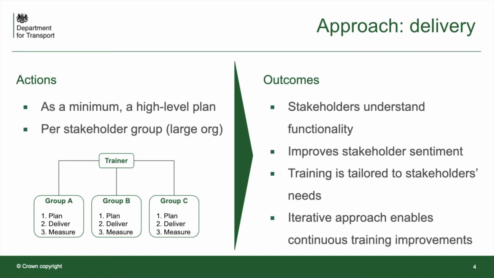This delivery approach means two things. Firstly, you're more aware of the specific training needs of each stakeholder group so that the training becomes more tailored, but it also allows for continuous improvement. So for example, if something didn't work well in Group B, you can adapt it to work for the following groups. Secondly, it allows you to develop your training as the product itself evolves.